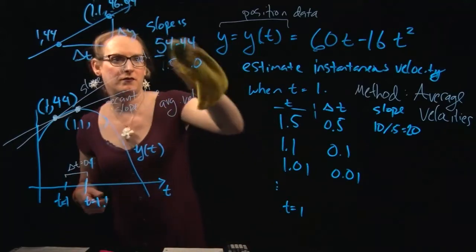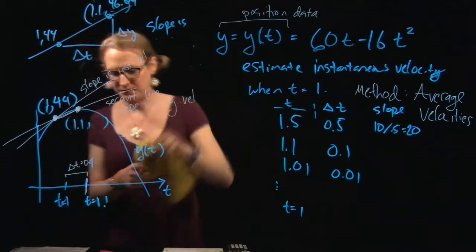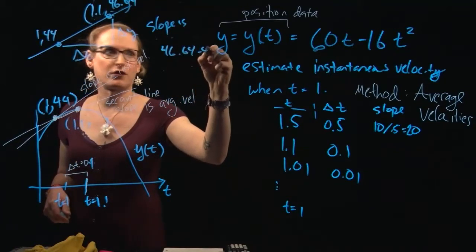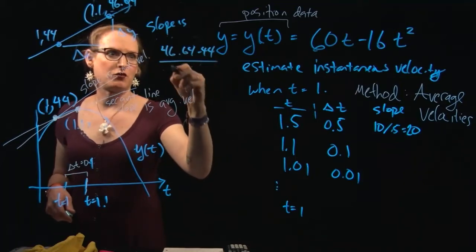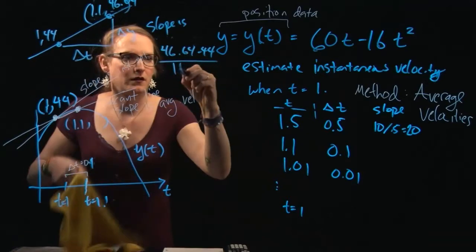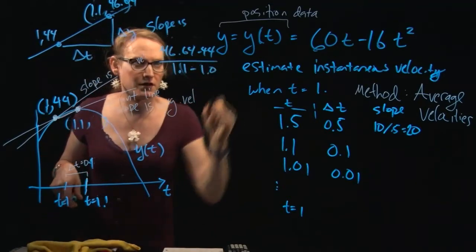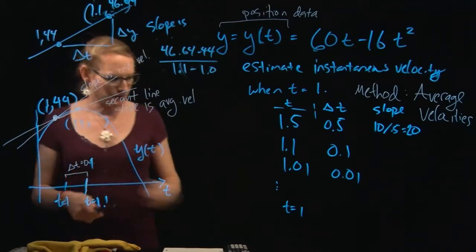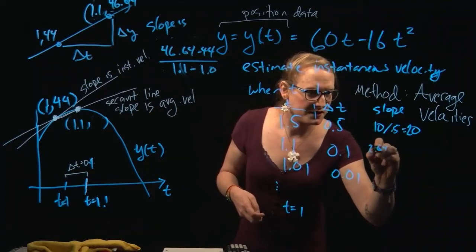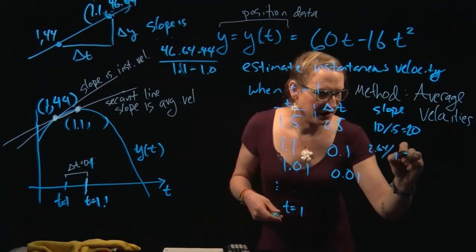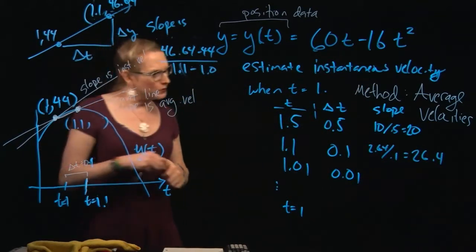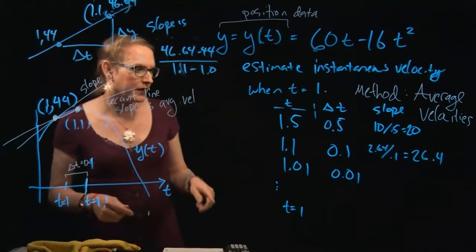Do the slope. It is going to be 46.64 minus 44 divided by 1.1 minus 1.0. All right, so this is going to be 2.64 divided by 0.1 is 26.4. So it moved a fair amount, right? It moved a fair amount.